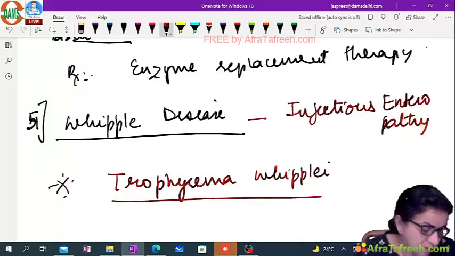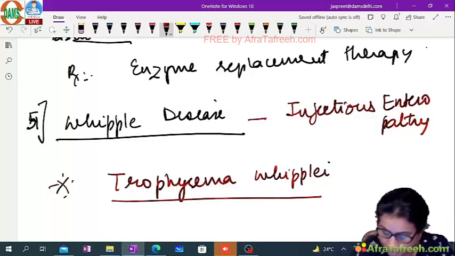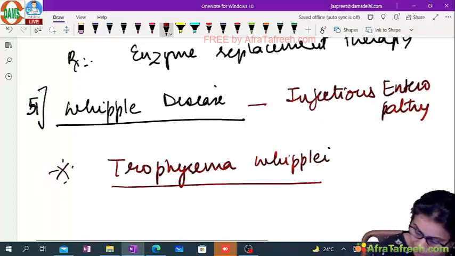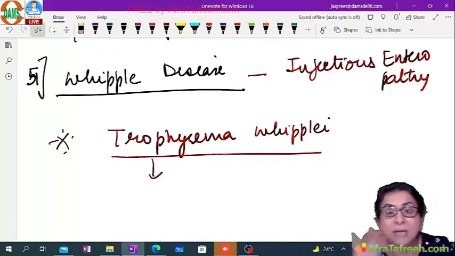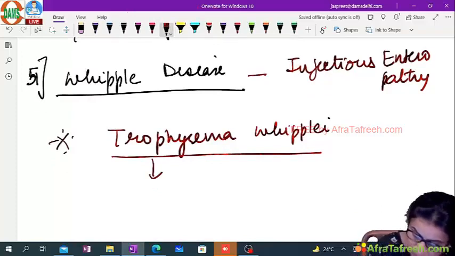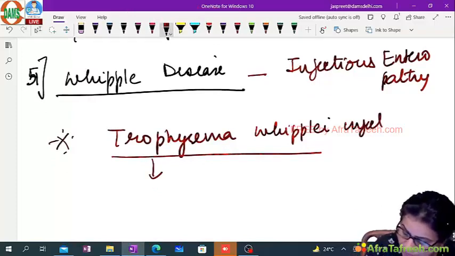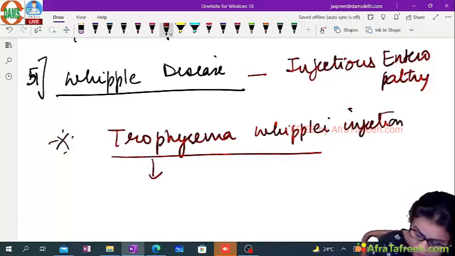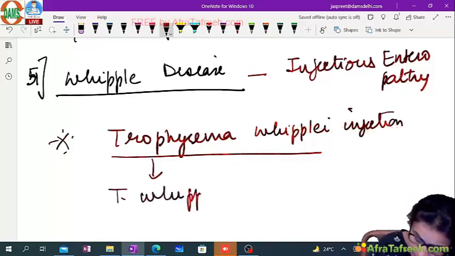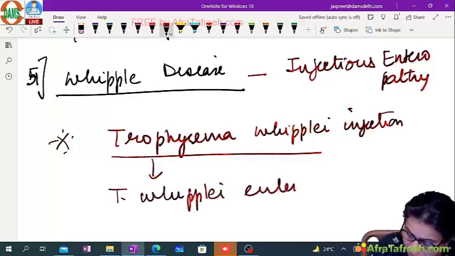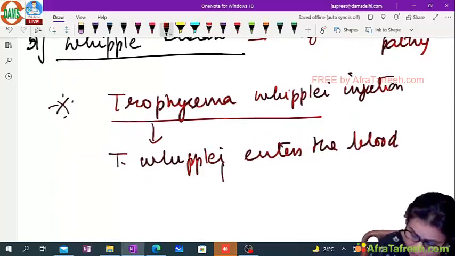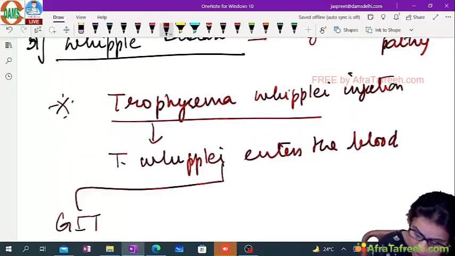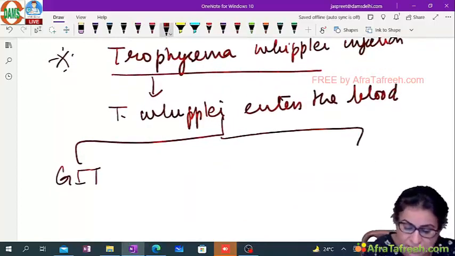The cause is Tropheryma whipplei, this bacteria. Whipple's disease is actually a multi-system disorder. The patient gets Tropheryma whipplei infection, it enters the blood. Now from the blood, it goes to the GI tract, and it goes to extraintestinal sites.